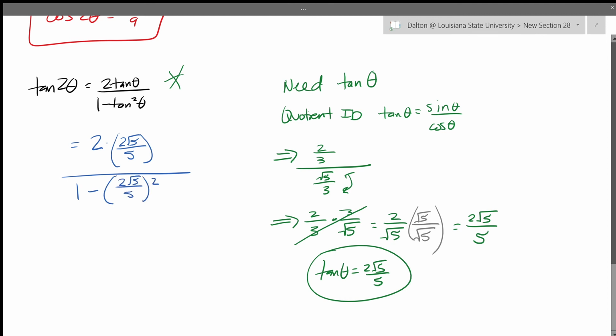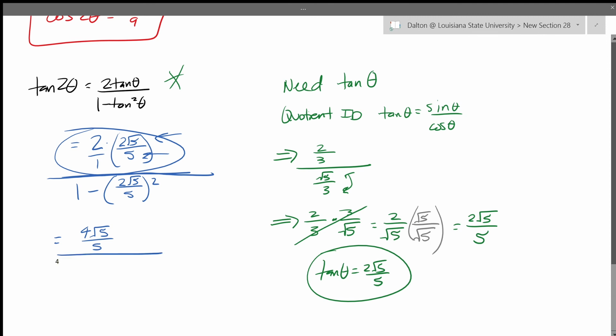Guys, you're going to notice that I use a huge division bar to separate the numerator and denominator. Because I have fractions within fractions, it's important that you do your best to separate the main numerator and denominator. That way you can simplify within those first. Like this 2 in the numerator is technically over 1. So if I multiply just my numerator straight across, 2 times 2 times square root of 5 will be 4 square roots of 5. In the denominator, 1 times 5 is 5.